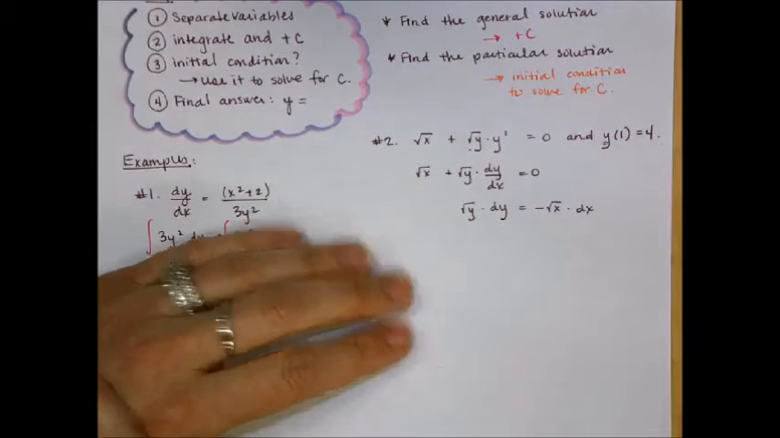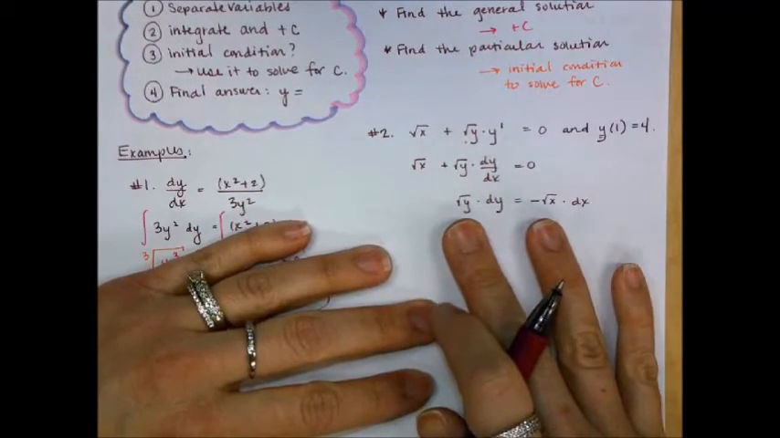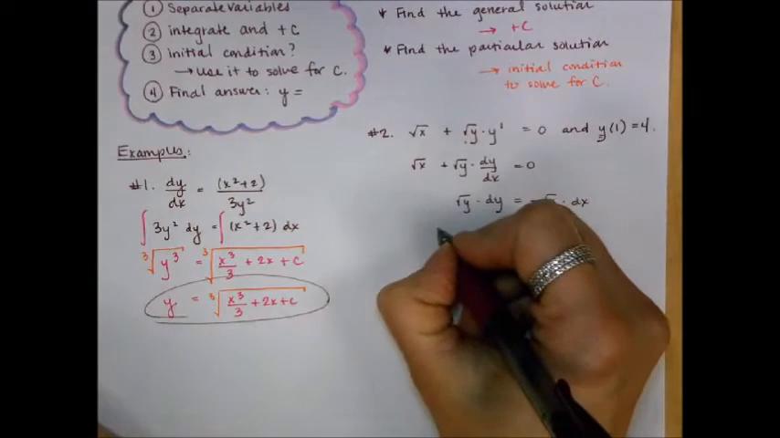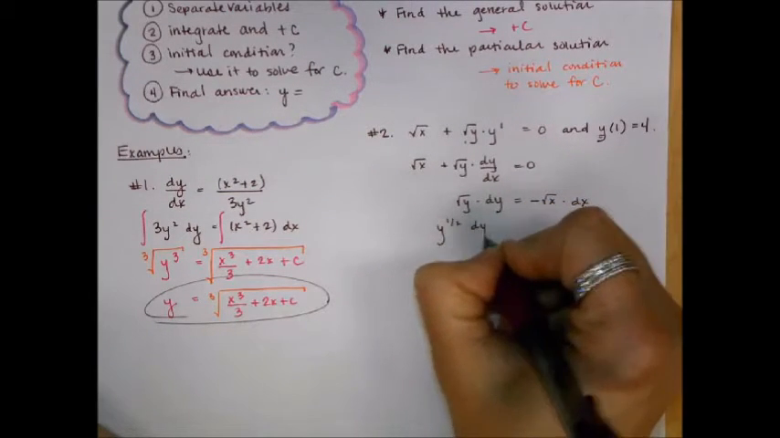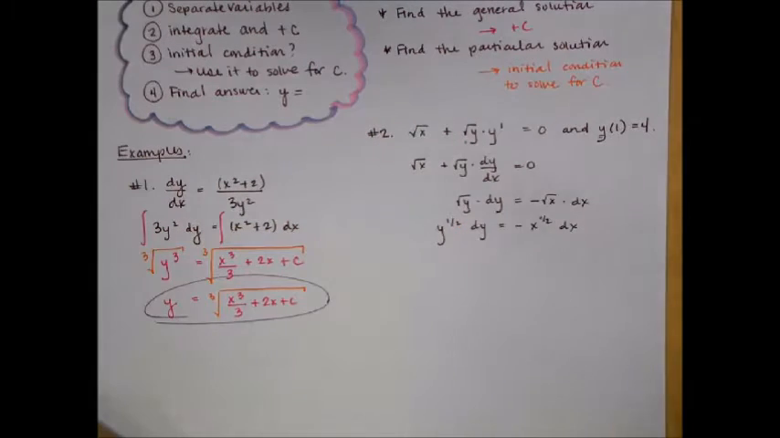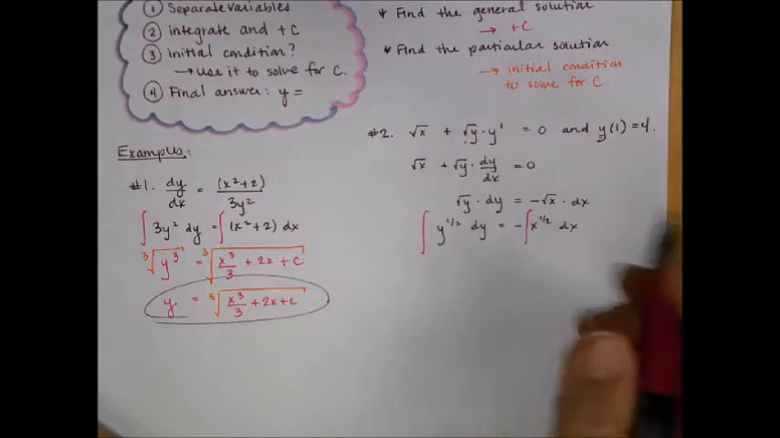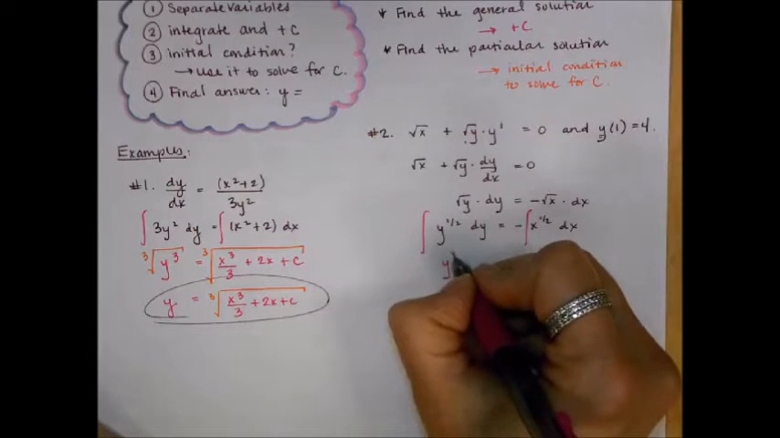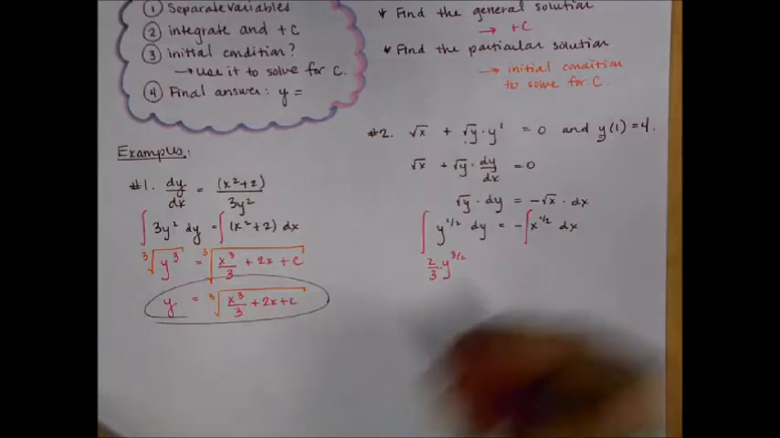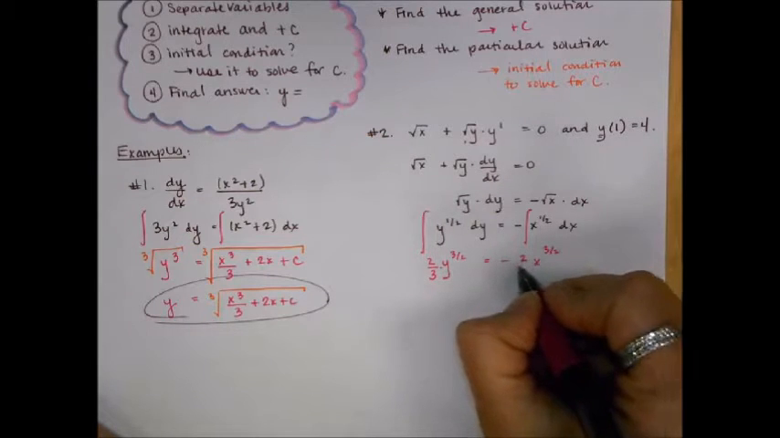So now it's pretty much set up, except when I go to integrate it, I need these to be written as exponents. So I'm going to rewrite it. y to the 1/2 dy equals negative x to the 1/2 dx, and then I can begin my integration here. So on the left side, adding 1 gives us 3/2. Dividing by our new exponent is to multiply by 2/3. On the right, x to the power 3/2 times 2/3 plus c.